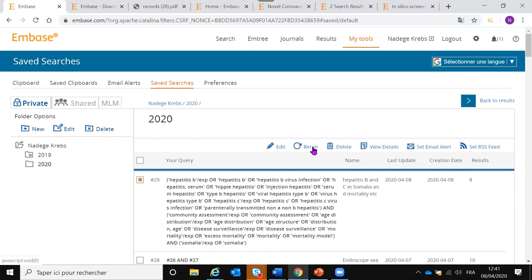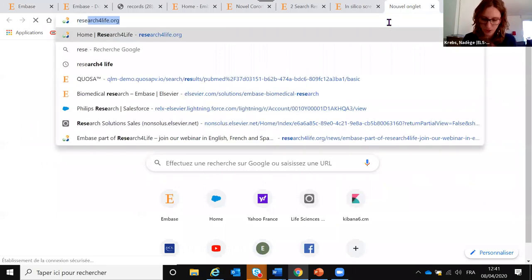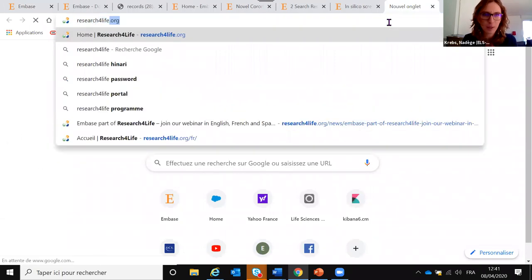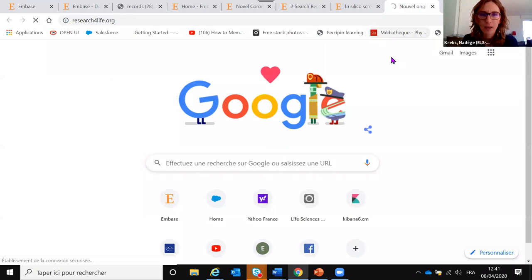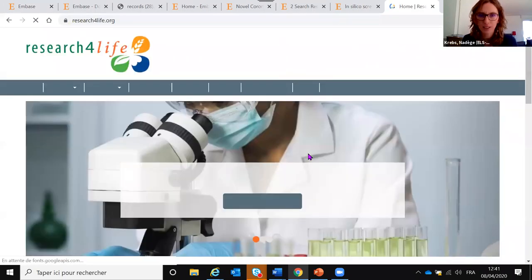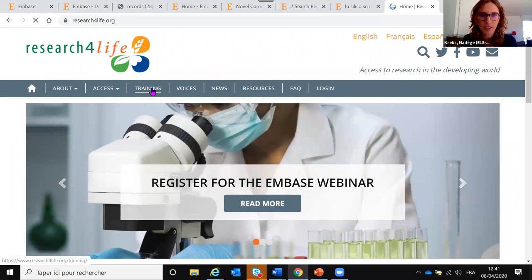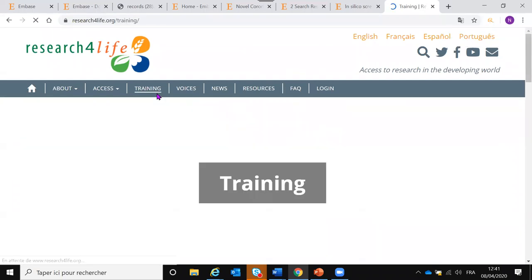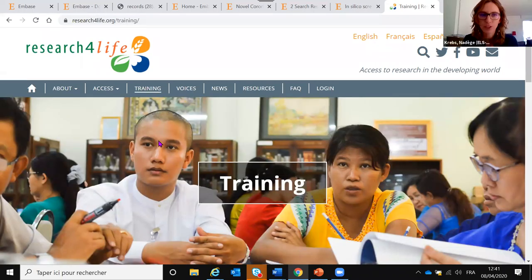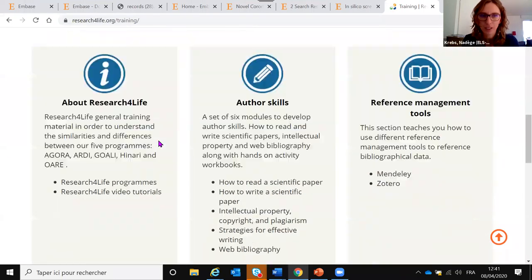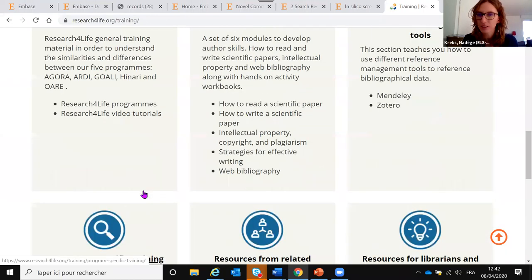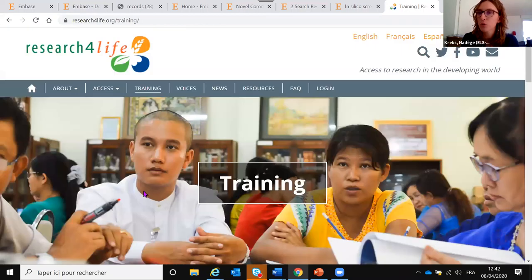I think they have to send us a notification with a URL to reach the recording and the presentation. But I think that if you go just on the Research4Life website, I would assume that they will put it directly there, maybe on trainings. Ah, in this one, okay. And I don't think you need an access. If they put it directly somewhere here, then you don't need to log in, I would assume. So yeah, I'm going to ask.